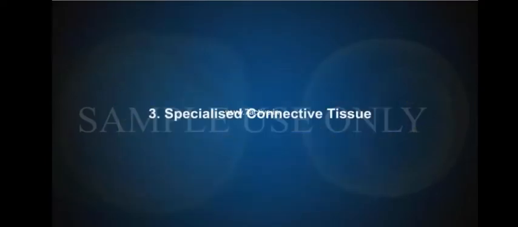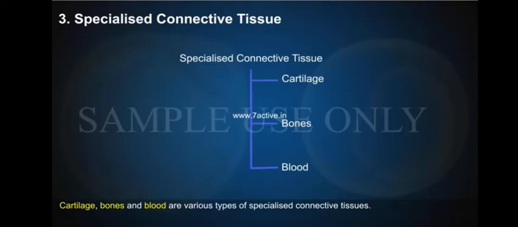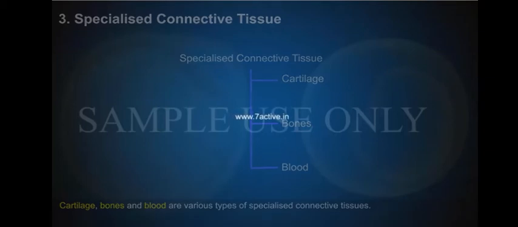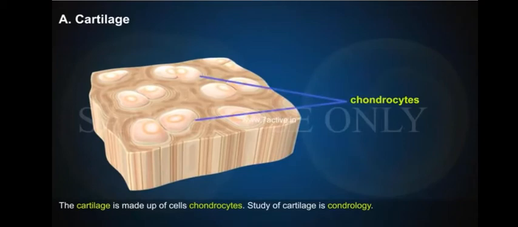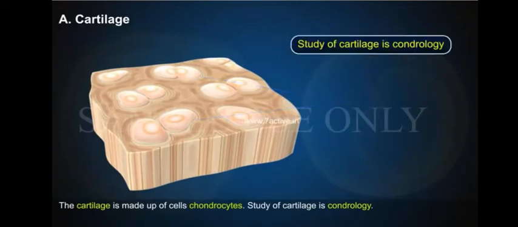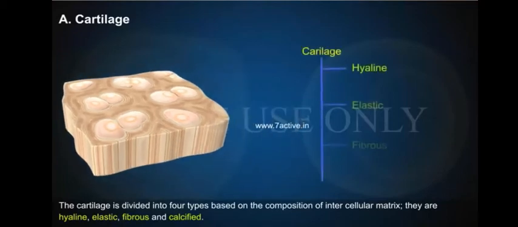3. Specialized connective tissue. Cartilage, bones, and blood are various types of specialized connective tissues. A. Cartilage. The cartilage is made up of cells, chondrocytes. The study of cartilage is chondrology. The cartilage is divided into 4 types based on the composition of intercellular matrix. They are hyaline, elastic, fibrous, and calcified.